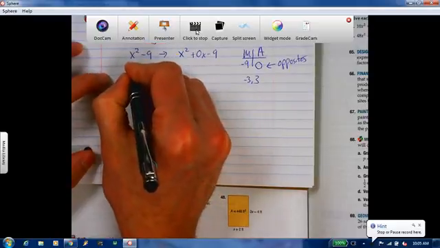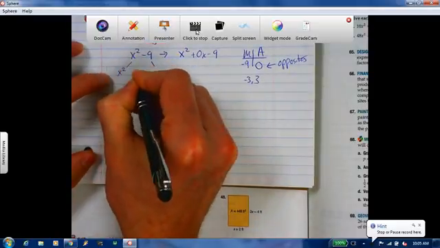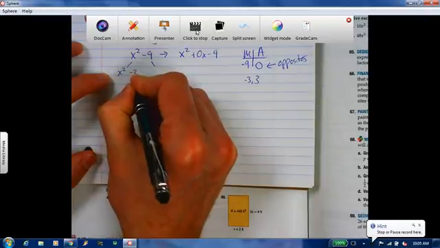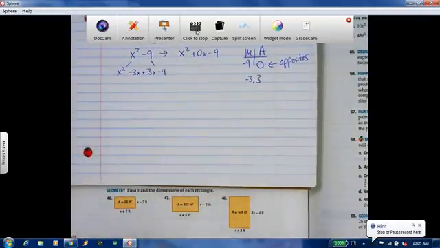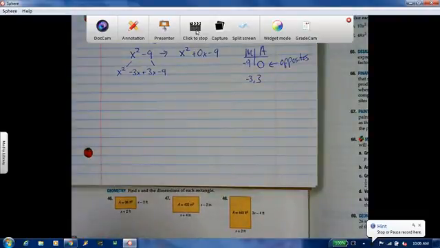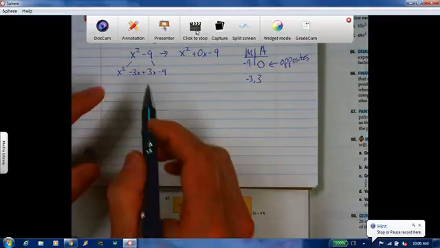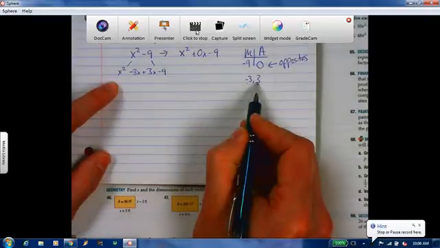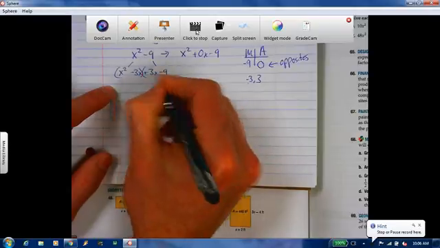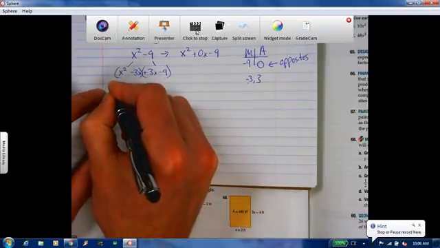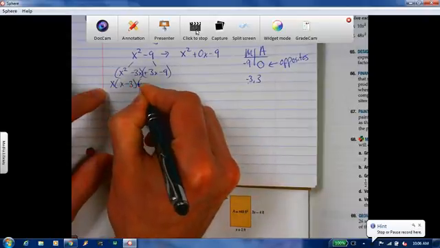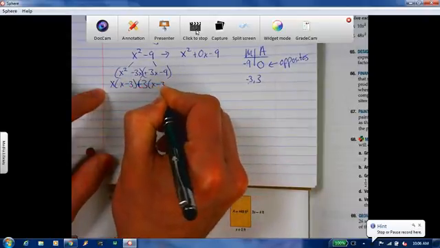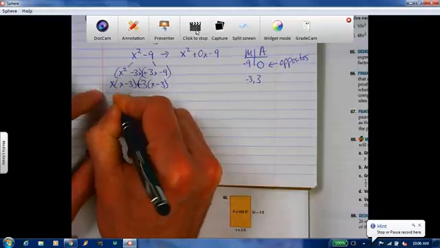So when I split it, I get x squared. Now I don't have a middle term, so I have to fill in minus 3x plus 3x minus 9. Negative 3 and positive 3. I can take an x out, I get x minus 3. I can take a 3 out, I get x minus 3. So I get x plus 3 times x minus 3.